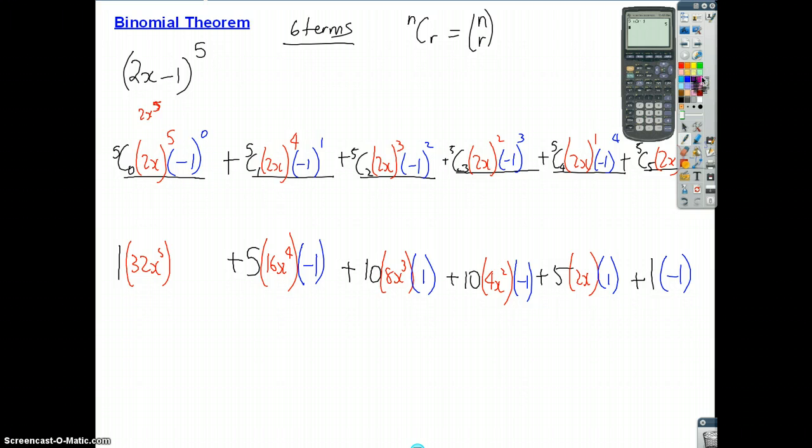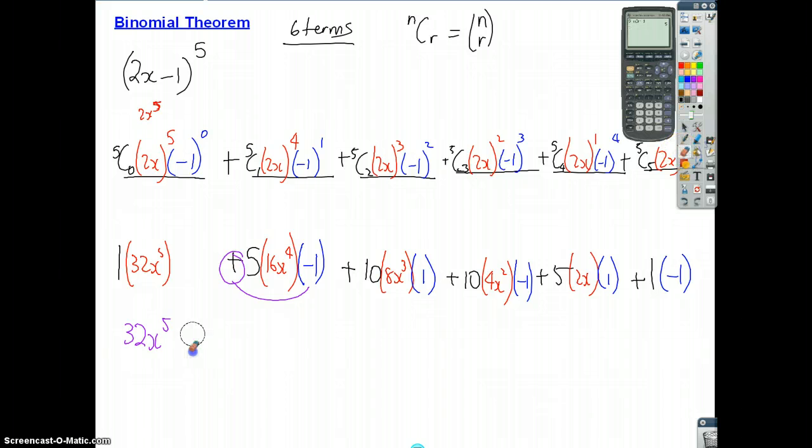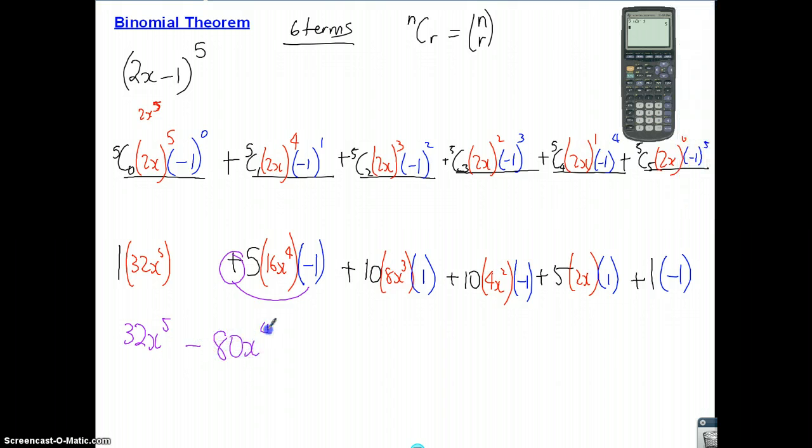So let's have a look at what this is going to look like simplified. Let's neaten up this first term. So we've got 32x to the 5 is our first term. Our second term, 5 times 16, I think we get 80 there. But look, we have a negative 1 here, so what effect's that going to have over here? It's going to make that negative, isn't it? So let's just make that negative now. So we're going to get negative 80x to the power 4.